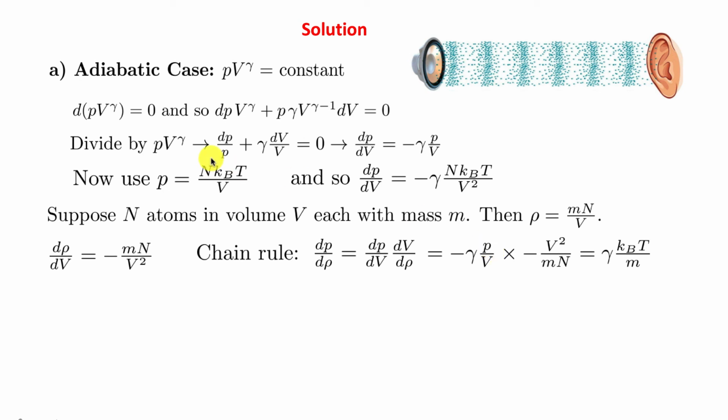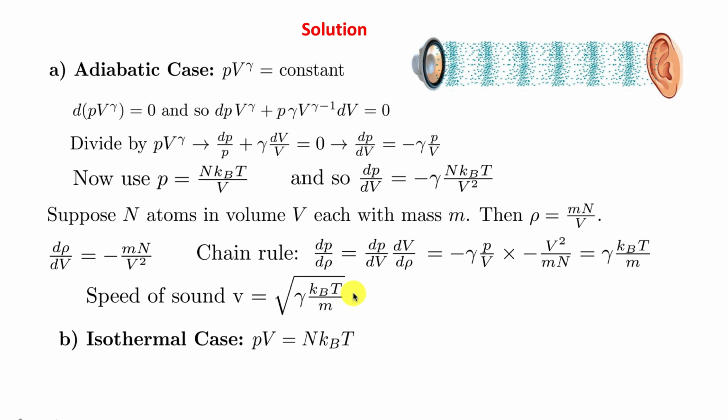and now just put P equal to NkT divided by V. So we're going to get a V squared in the denominator, which will cancel this. The n's will cancel, so this n and this n will cancel. And so we get simply that dP by d rho is this quantity, gamma times the Boltzmann constant times the temperature divided by m. And so now we have the speed of sound, which is dP by d rho. This was for the adiabatic case, of course.